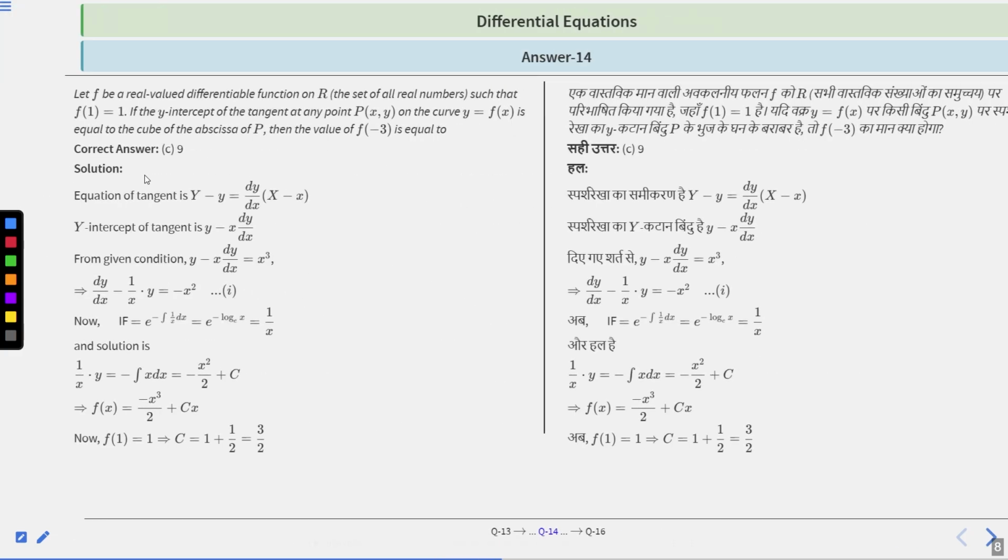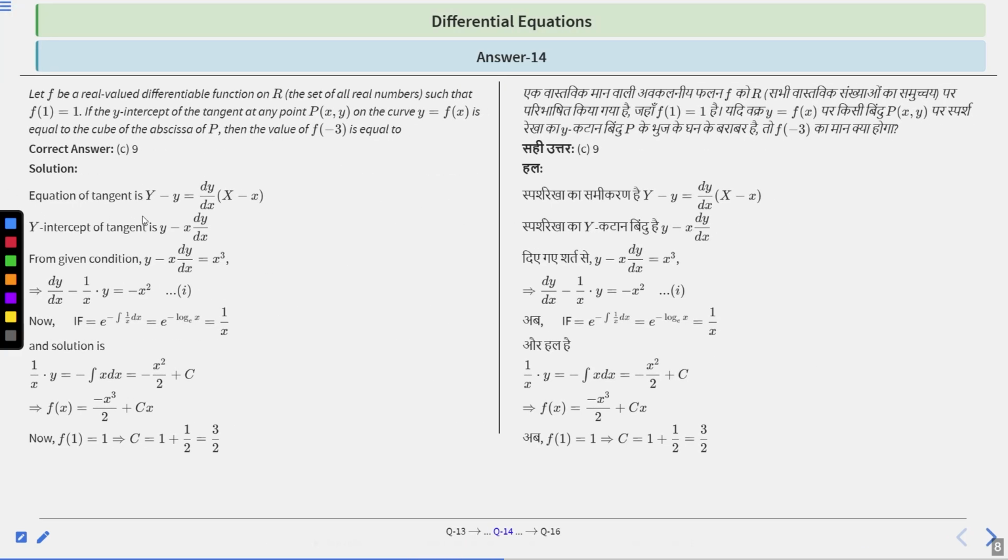Okay, let's move to the solution part. The equation of tangent is capital Y minus y is equal to dy by dx into capital X minus x. Therefore, the y-intercept of tangent is, to get the y-intercept of tangent, you will put capital X equal to 0, right? Therefore, by putting capital X equal to 0, we will get the y-intercept, that is capital Y, is y minus x dy by dx, right? The y-intercept of tangent is basically y minus x dy by dx. From the given condition, y minus x dy by dx is equal to x cube, right?